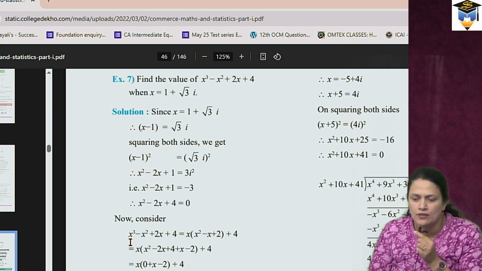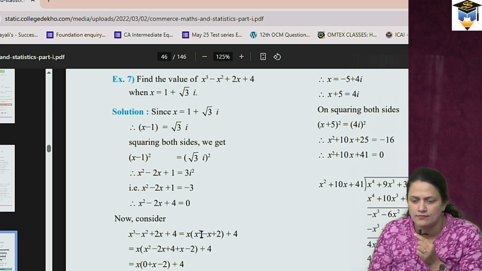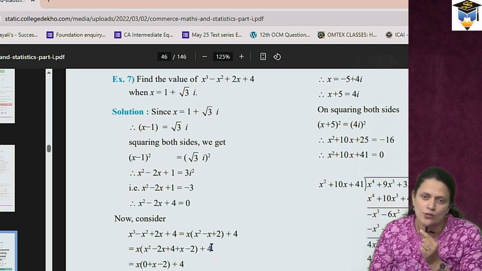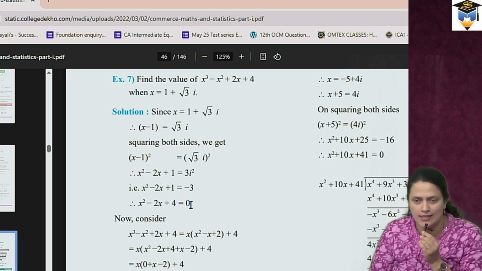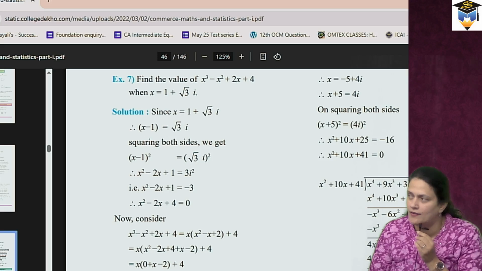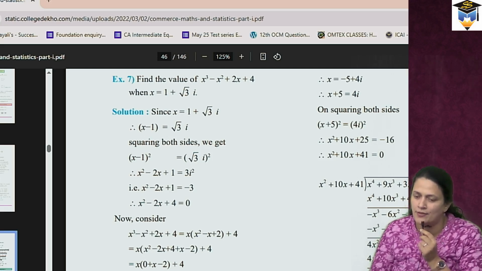X cube can be written as, can I write x cube like this? X into bracket x square minus x plus 2. Can you tell me why, Abhinandan? Okay, what you can do is, you can write up till here. Up till here you have understood x square minus 2x plus 4 equal to 0, plus write it down. Then I'll explain the next part. All of you, example number 7 is important. That is the reason I am discussing this.